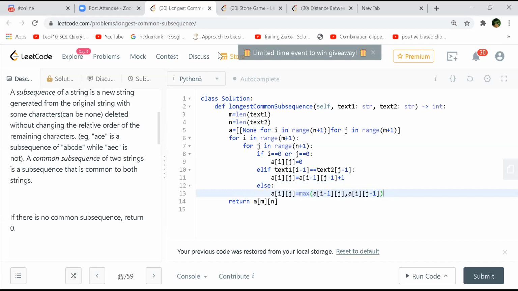Yeah, so this will be the optimized one, and also you can slightly optimize on the space front by using two rows, something like that, right? Okay, that might be one more optimization on the space.